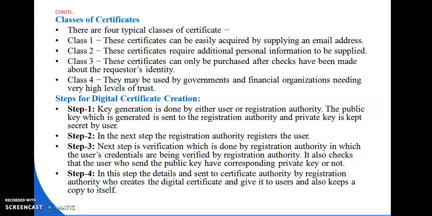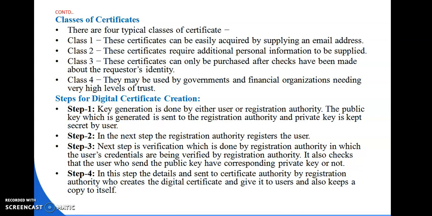Next are the steps for high levels of trust. Next are the steps for digital certificate creation. The first step is key generation, which is done by either the user or the registration authority. The public key which is generated is sent to the registration authority, and the private key is kept secret by the user. Step 2. In the next step, the registration authority registers the user.